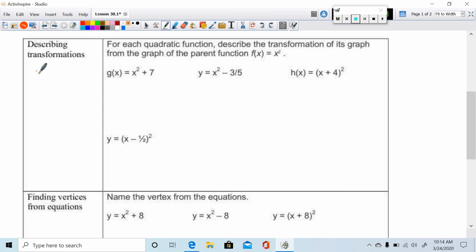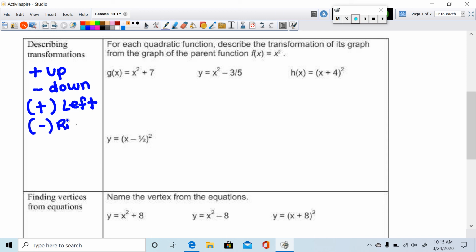So here are some rules for transformations. If there's just addition involved without parentheses, it is moving up. Subtraction moves down. If it's in parentheses, it does the opposite of what it looks like. So you would think that a plus sign would go to the right, but it actually goes to the left. And so that means in parentheses, a negative sign would go to the right.